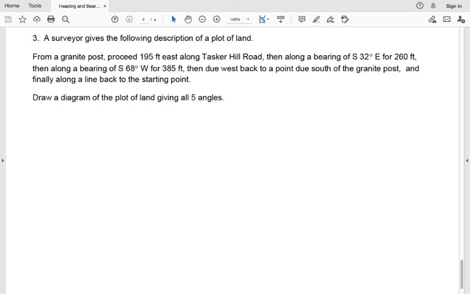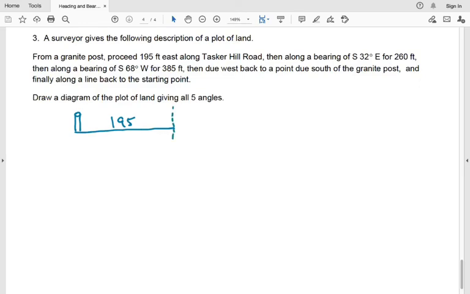Okay, on this problem we have a surveyor who gives the following description of a plot of land from a granite post. So we've got a post right here. We're going to proceed 195 feet east along Tasker Hill Road. So we're going to go 195 feet this way. And then along a bearing of 32 degrees east of south.